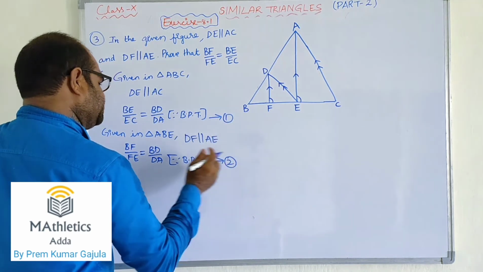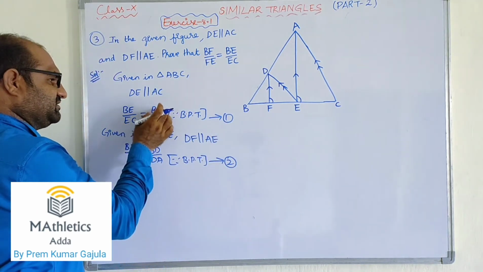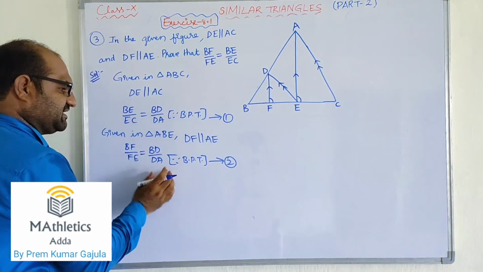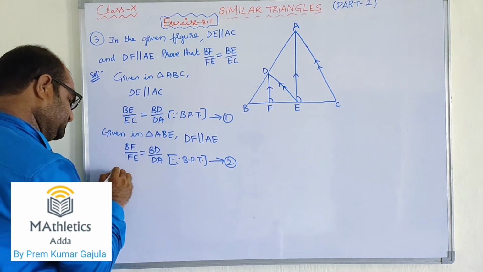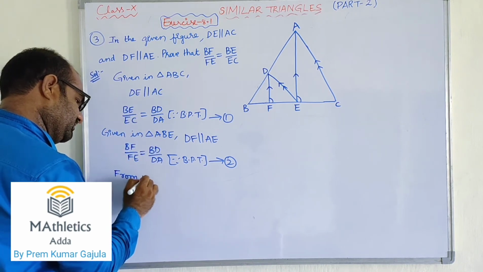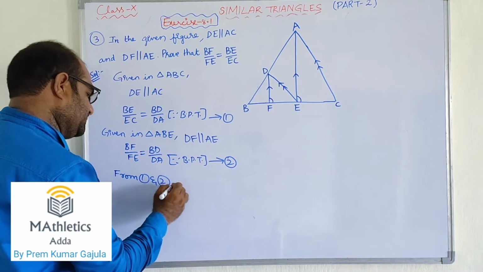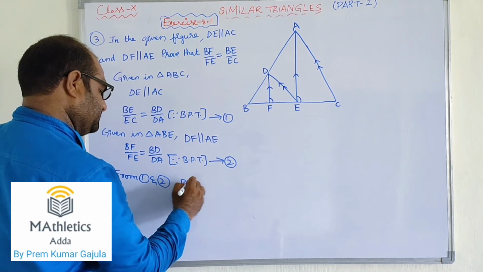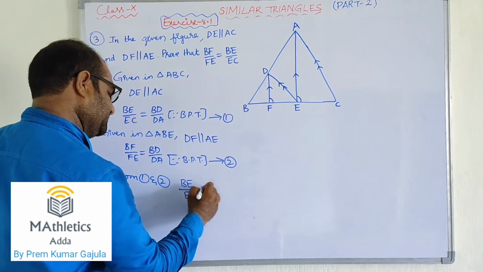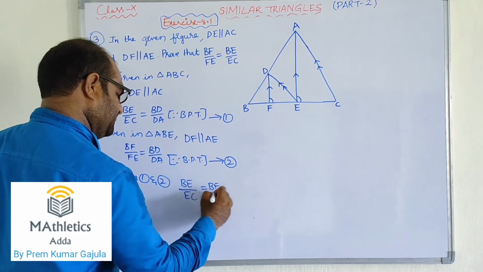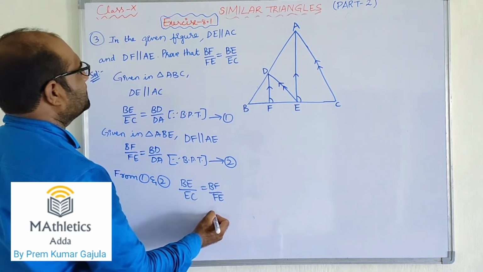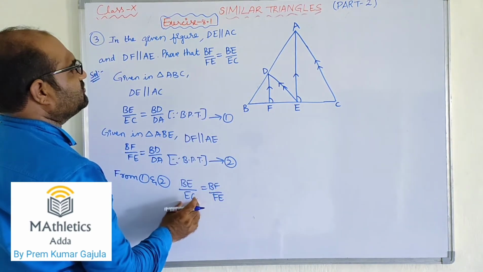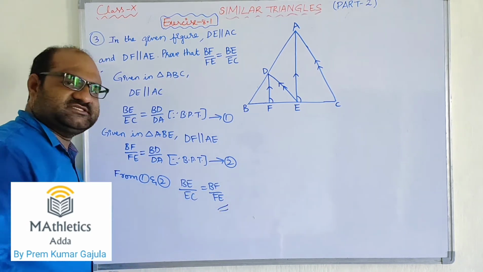Now from 1 and 2, we can see that BD by DA on the RHS are equal. So we can equate the LHS. So therefore from 1 and 2, we can write BE by EC is equal to BF by FE. Okay. So BF by FE is equal to BE by EC. Hence it is proved.